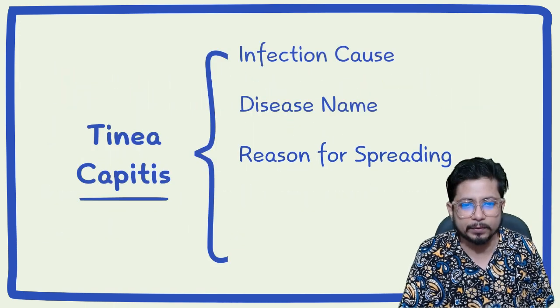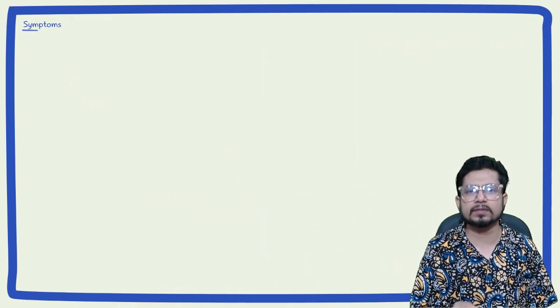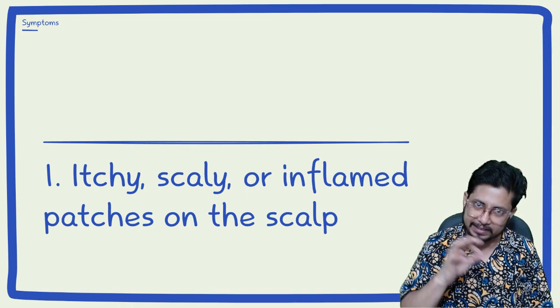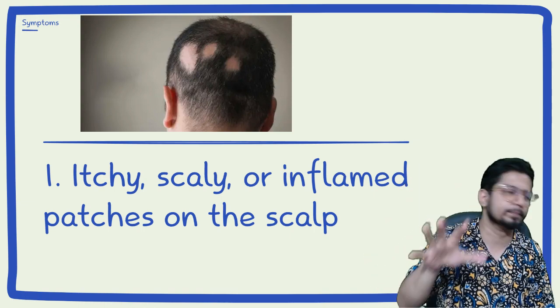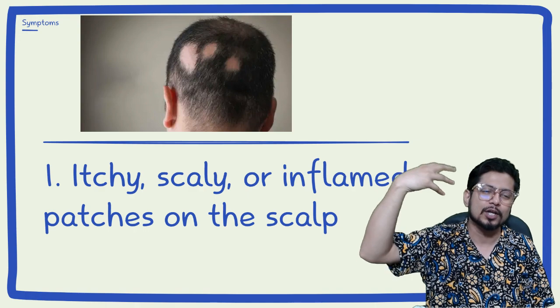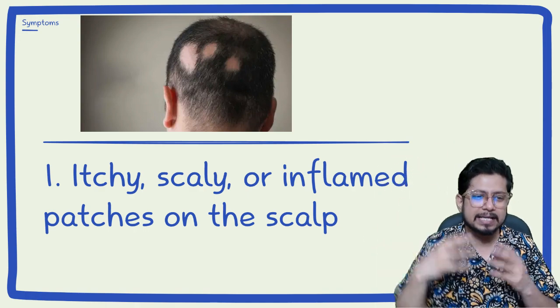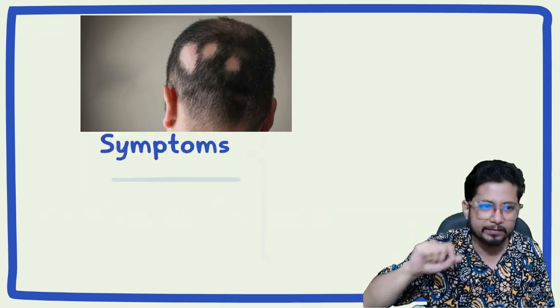The next thing we want to talk about is symptoms. What are the symptoms of Tinea capitis? First of all, itchy, scaly skin in that area or inflamed patches on the scalp. In very simple words, we can see the Tinea capitis cap. You see, cap is the top of the bottle, so it's the infection of your head. You can clearly see the image in the background. Itchy, scaly and inflamed patches can be visible on the scalp very clearly.